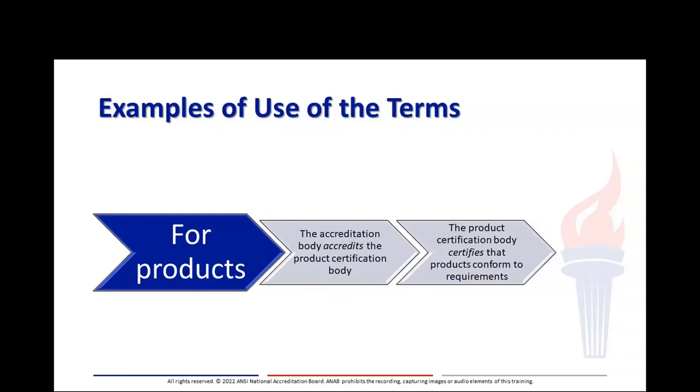Looking at the same scenario for products, the product certification body obtains accreditation to ISO IEC 17065, which is a conformity assessment standard. Then, that certification body certifies products to specified requirements. The list of product certification standards is lengthy and contains a wide variety of products. The accreditation, again, is to the conformity assessment standard for the product certification body. The certification in this scenario then applies to the product.